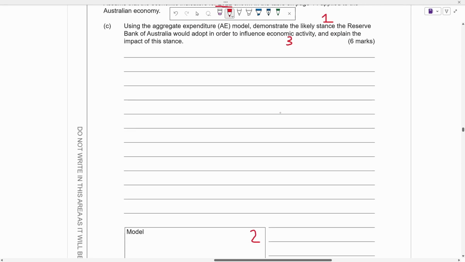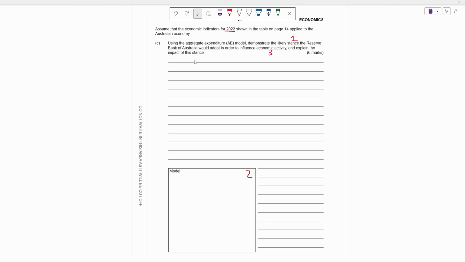So let's do the planning for our question. So we have the aggregate expenditure model, meaning we have to talk about the multiplier effect. And also because the Reserve Bank of Australia is changing their cash rate to influence the level of economic activity, you also have to mention the transmission mechanism.